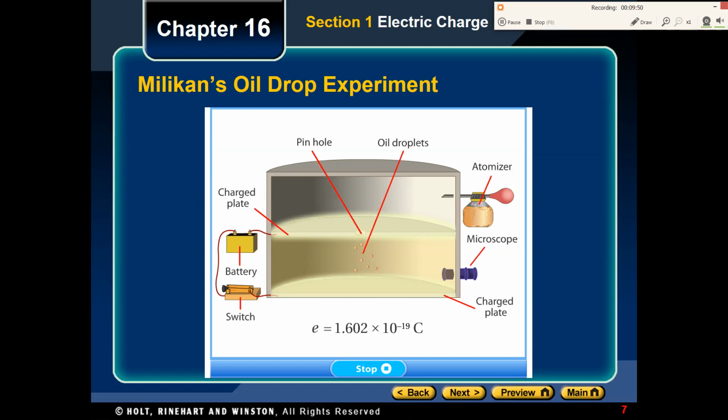By knowing the droplet's mass and the strength of the electric field needed to suspend it, he calculated its charge. Testing several droplets in this way, he found each droplet's charge to be a whole number multiple of 1.602 times 10 to the negative 19 coulombs. This is the charge of an electron.